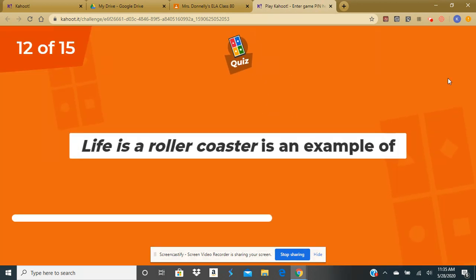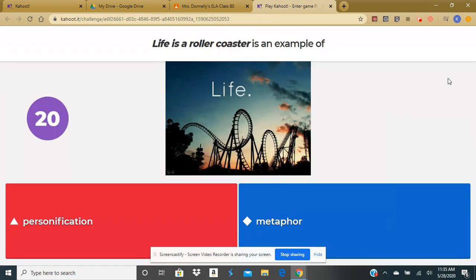Life is a roller coaster is an example of. So it's not really giving human qualities to the roller coaster. It's comparing life to a roller coaster. So that would be a metaphor.